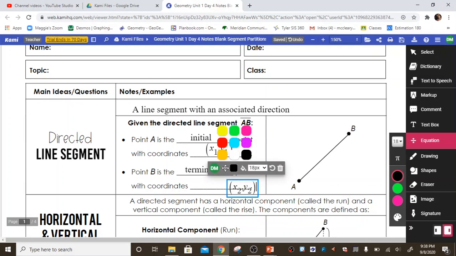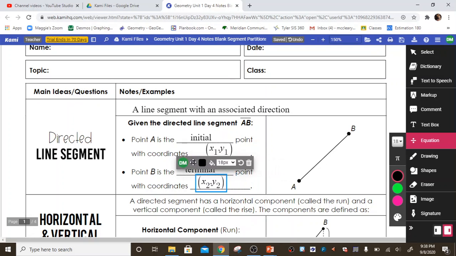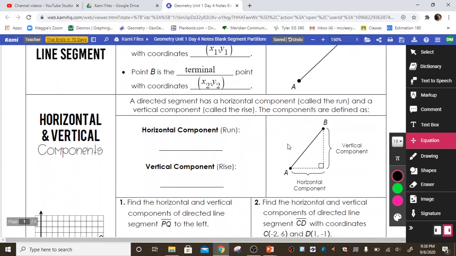So let's get those on there. Alright, so we're going from A, and then we're scooting along this to B. A is our initial point, B is our terminal point. So we've got a run, which is our horizontal distance, and a rise, which is our vertical distance. The order does matter here this time. So our run is always going to be x sub 2 minus x sub 1.